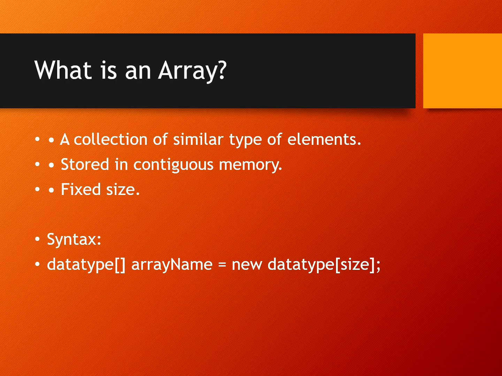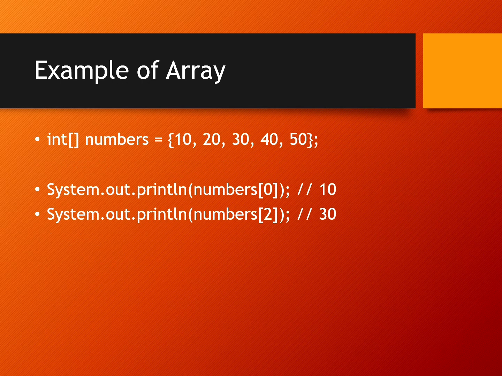What exactly is an array? An array is basically a collection of elements of the same type of data. For example, if you want to store the marks of 5 students, instead of creating 5 separate variables, we can just create one array of size 5. Arrays are stored in continuous memory locations, and once declared, the size cannot be changed.